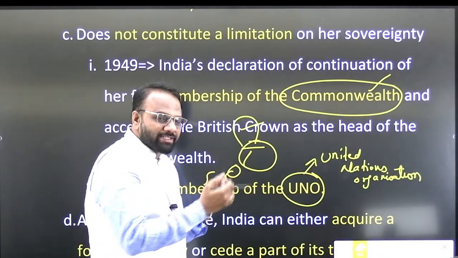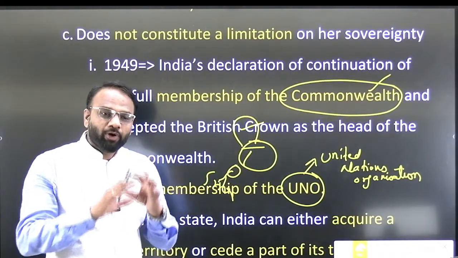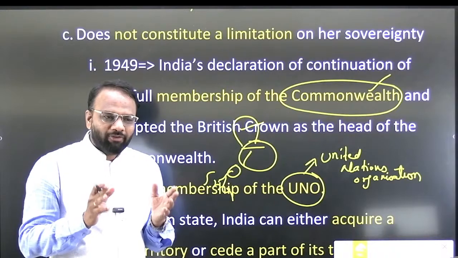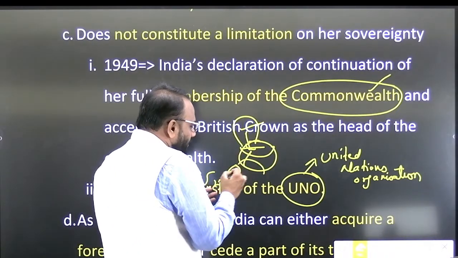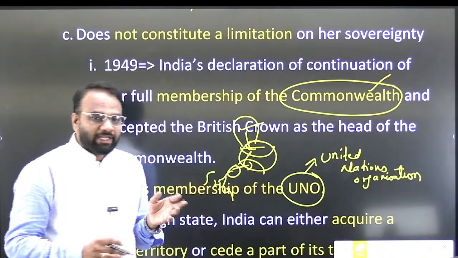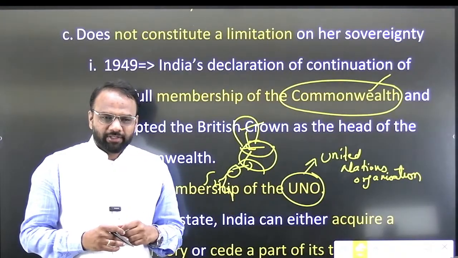So both of them may start quarreling with one another. In order to avoid this quarrel, there should be a global law which says that in this area only India can do fishing, in this area only Sri Lanka can do fishing. That global law is made by whom? United Nations.